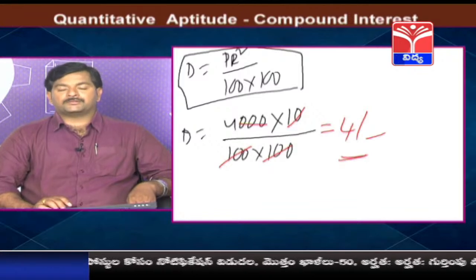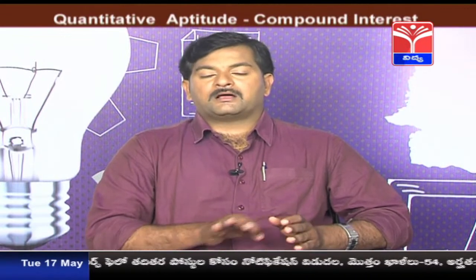I hope you understood this question. Directly use the formula, substitute the corresponding values, and you will get the answer. D is equal to PR square by 100 into 100. If it is for 3 years, D is equal to PR square into 300 plus R by 100 into 100 into 100. Practice all the models well, then definitely you will get good command on simple interest and compound interest. Remember, in the last few questions we focused on SI and CI both.